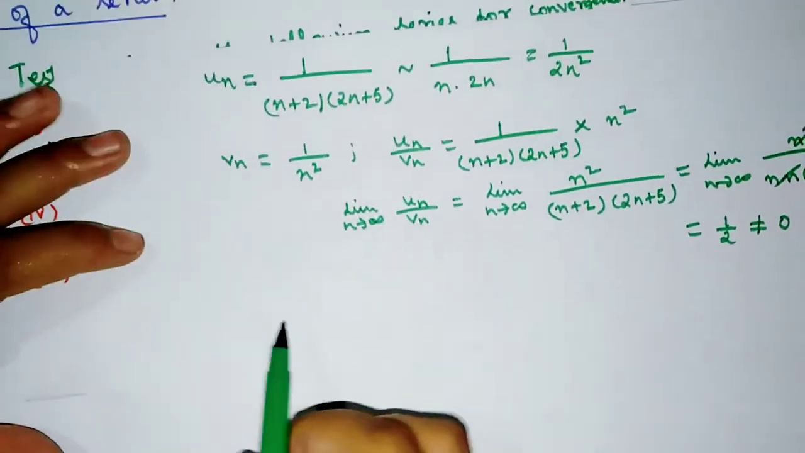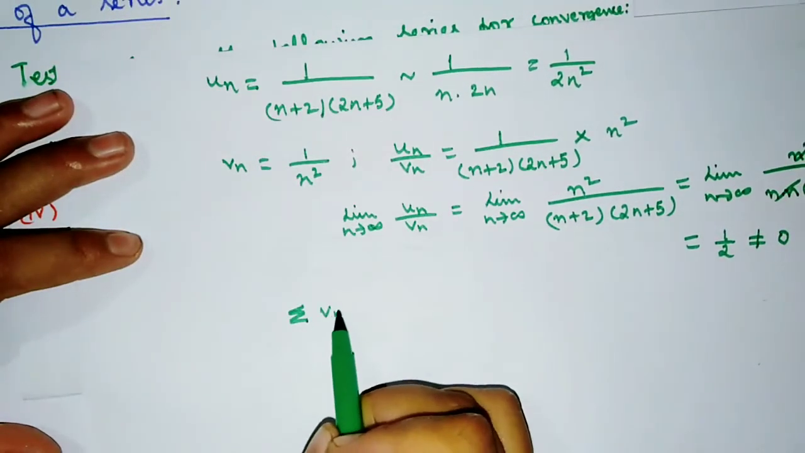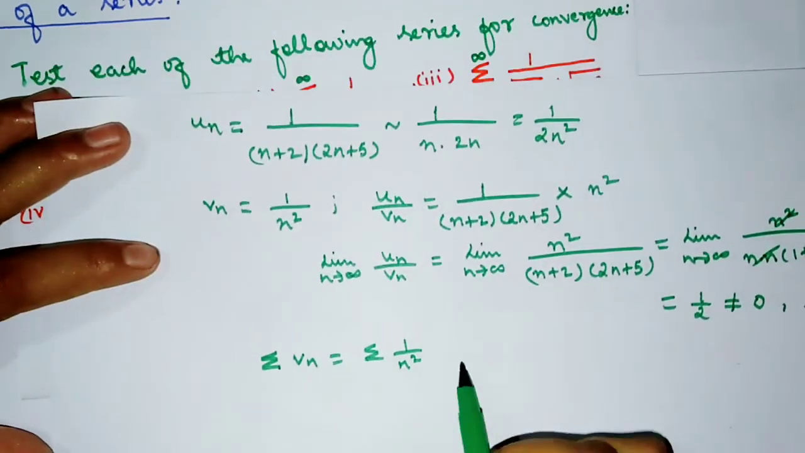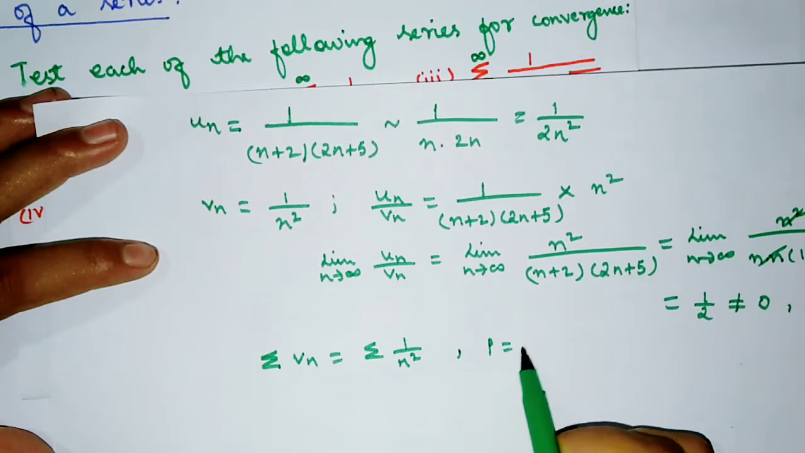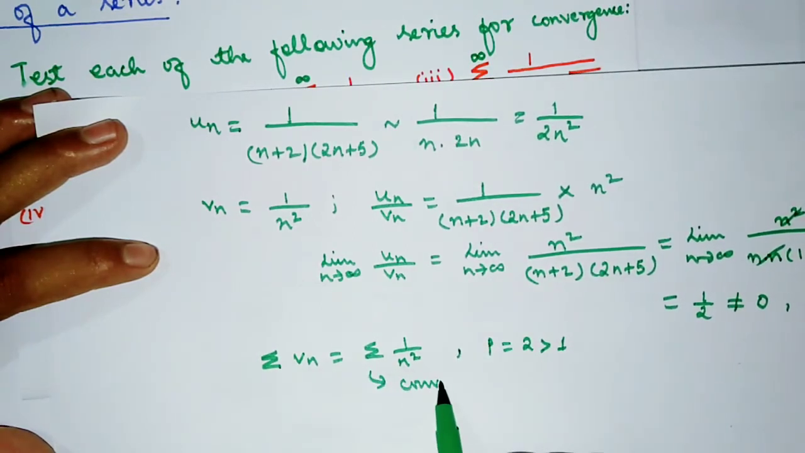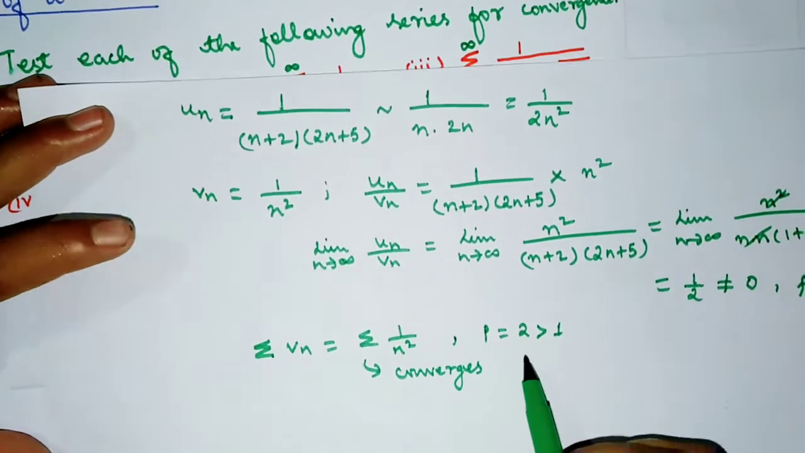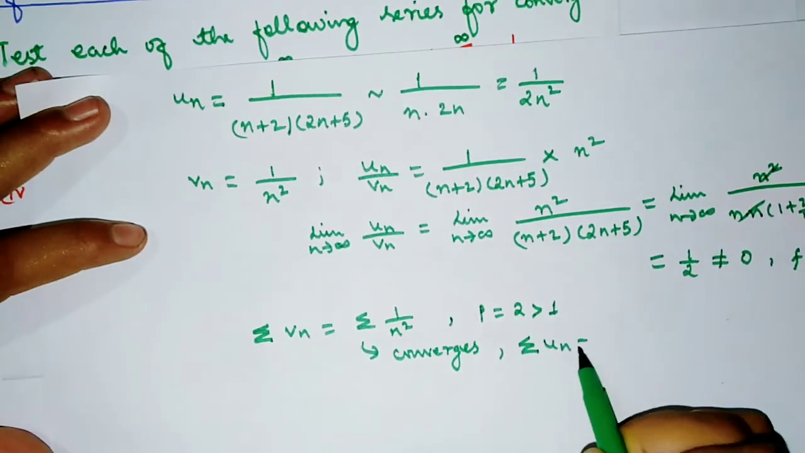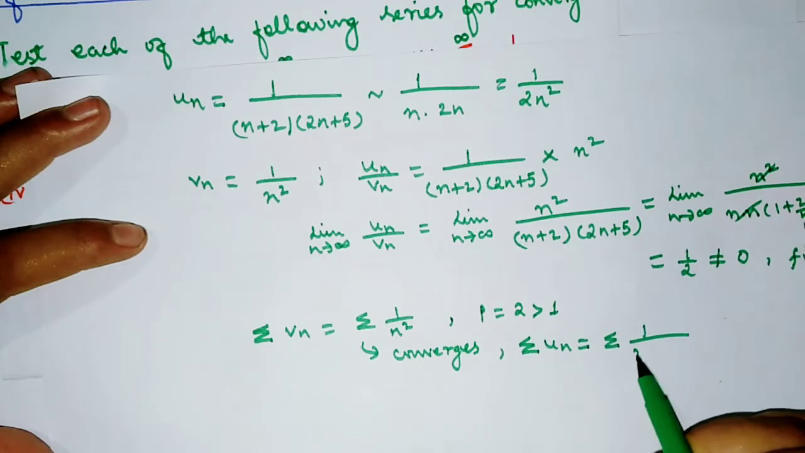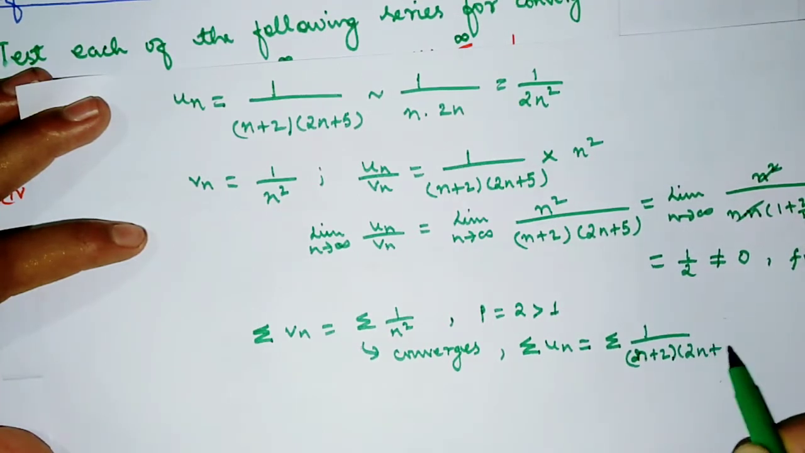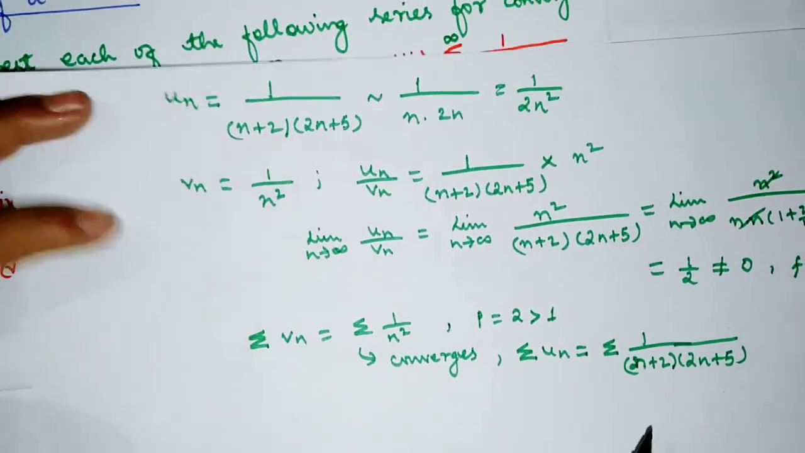So now take summation Vn. Our Vn is summation 1 upon n squared. This one also is a p series. p here is 2, which is greater than 1. So this series converges, being a p series with p equal to 2, which is greater than 1. So that's why our summation Un also converges by the comparison test.